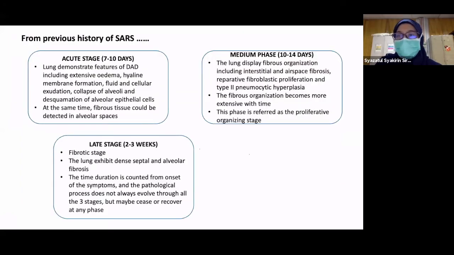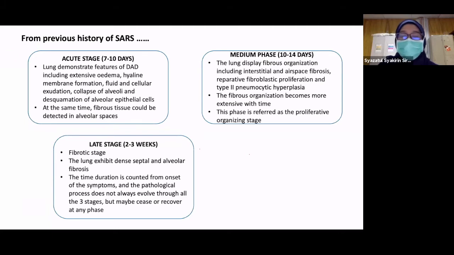From previous histories of SARS, because it is from the same family, it shows some similarity in what patients have gone through. Once SARS infects the host, there is an acute stage that lasts 7 to 10 days, followed by a medium phase whereby the lung starts to organize following an acute viremic phase. The medium phase will show fibrous organization, some fibrosis, and this fibrosis may become more extensive with time. At a later fibrotic stage, the lung will exhibit dense septal and alveolar fibrosis. The time duration counted from symptoms and the pathology does not always evolve through all the stages, so it may cease or recover at any phase.